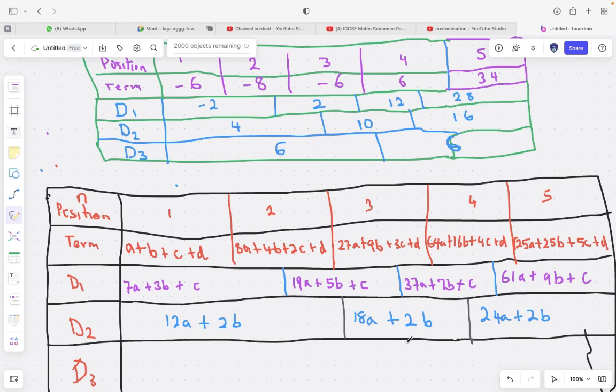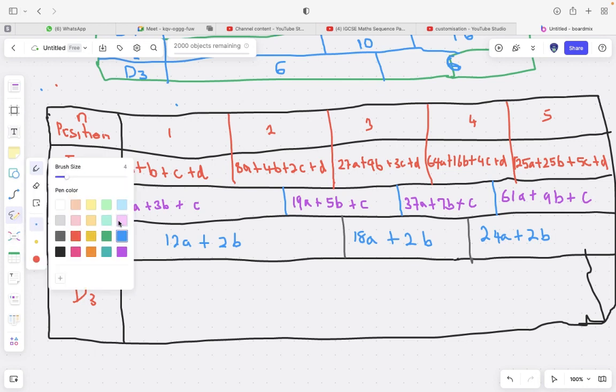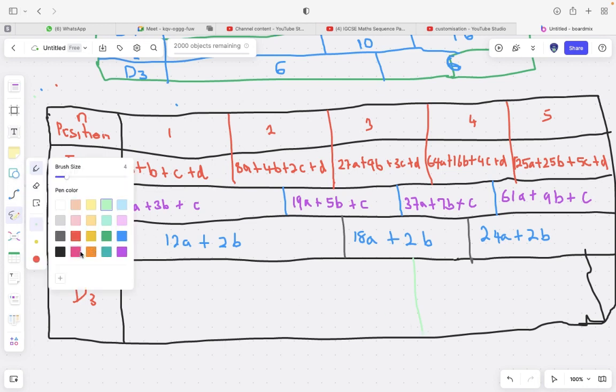So we migrate to the third level. Let's find the difference at the third level stage. The difference between this one and this one, that's what we're looking for now. So we draw one here. Now let's find that difference, the difference between this and this.